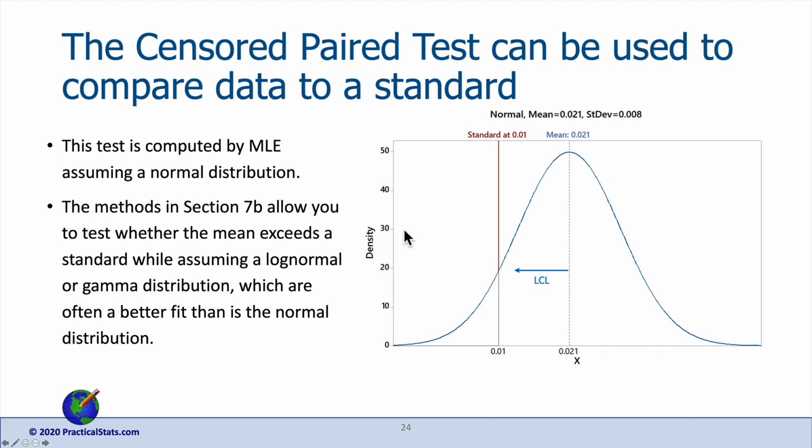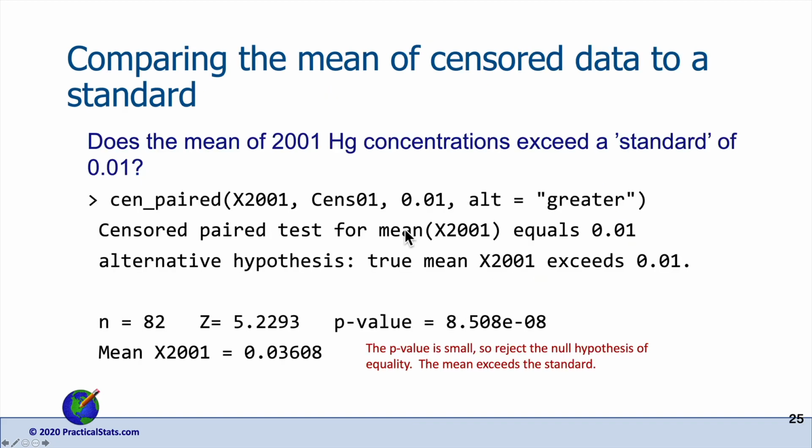And you can do this test with this send paired command. So it would be like this, where you have the 2001 data and their censoring indicator, and then the value for the standard, just one number goes in here, with the alternative being greater if you're trying to say, does the data exceed the standard? You can say alt equals less and look for a value that's significantly less than the standard if that's the direction you're interested in. Maybe for dissolved oxygen that might be of interest, but most things we look at are exceedances on the upper end.